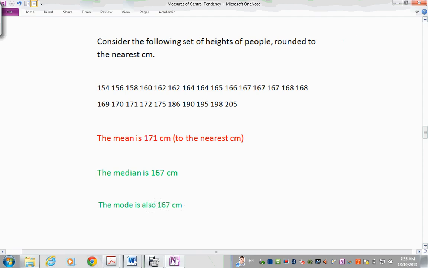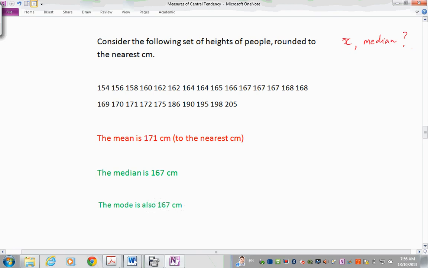Would you use x bar, the mean, to describe the centre of a distribution, a sample, or would you use the median? We've already said probably not the mode, because often data sets don't have a single value which occurs more often than others, and there could be some inaccuracies there anyway. So what would you choose, x bar or the median? Would you choose the mean or the median?